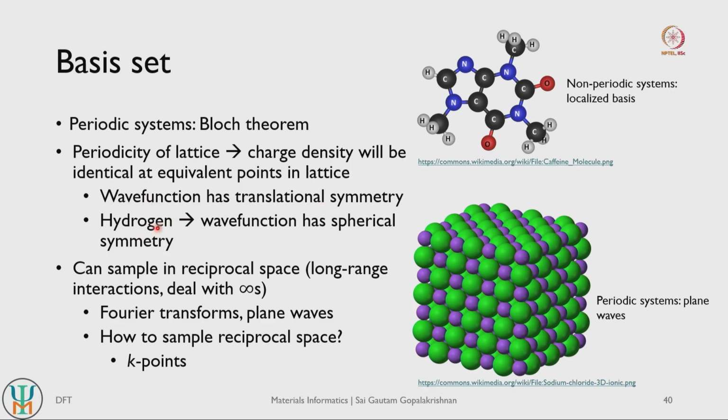And in contrast, so if you just think about a simple hydrogen atom, right, which can be analytically solved, here the wave function has spherical symmetry, right? So in contrast to hydrogen, in periodic solids your wave function should have translational symmetry, and one of the basis sets that have this translational symmetry are basically your plane waves, right. So plane waves are guaranteed to have this translational symmetry because of how periodic they are.